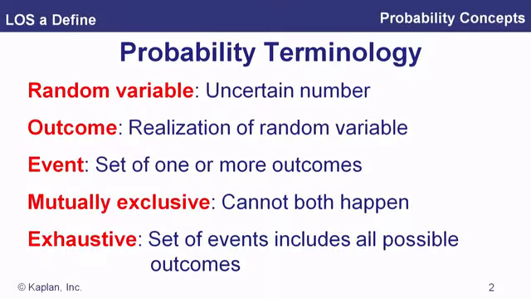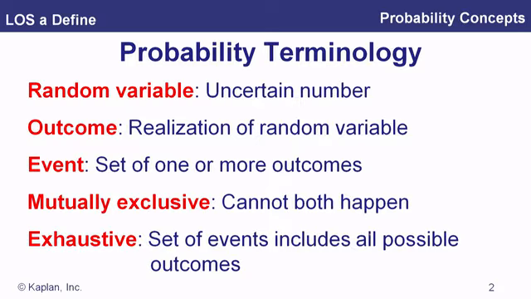Well, let's take a look at some probability concepts. Start off with some terminology here. A random variable is just any uncertain number. What's the return on the market tomorrow? It's a random variable. It's uncertain now. An outcome is the realization of a random variable. So at the end of trading tomorrow, we'll know the return on the index.